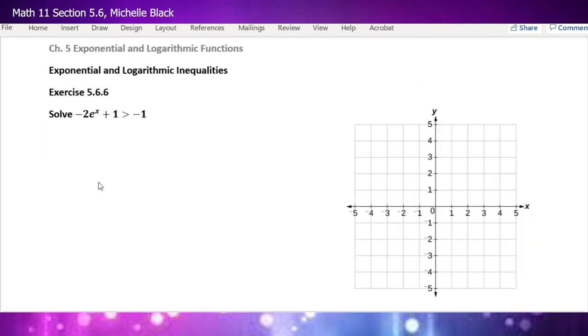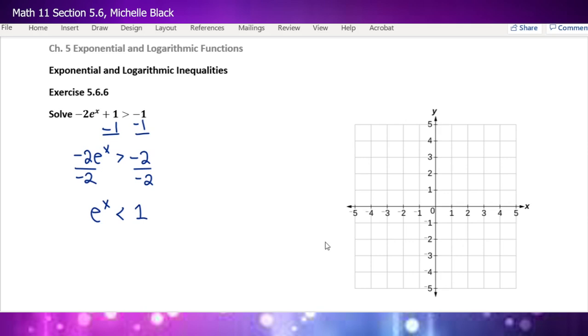Exercise 6. Let's solve negative 2 e to the x plus 1 is greater than negative 1. I'm going to start by getting the e to the x by itself. So subtract the negative 1. And then divide away that negative 2. When you divide by a negative, make sure that you flip your inequality symbol. So I'm trying to figure out where e to the x is less than 1.